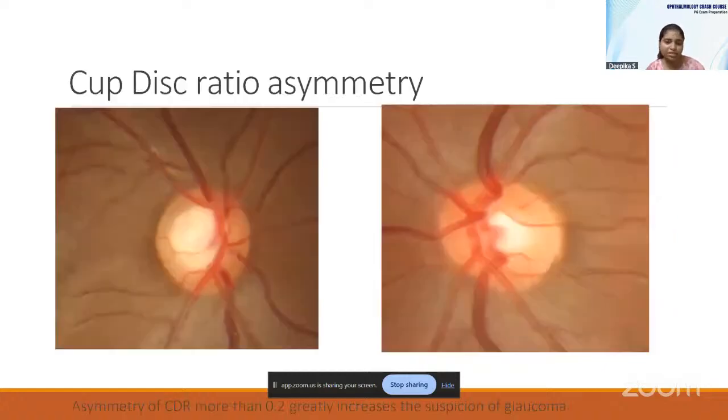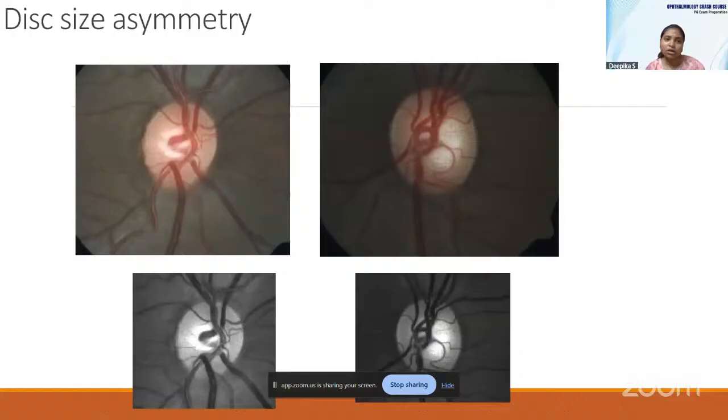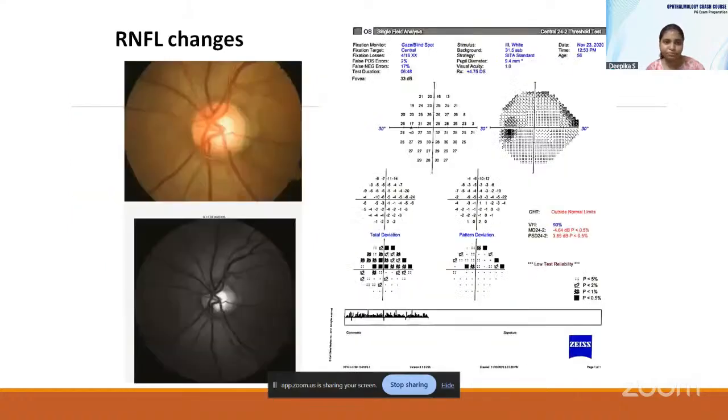Coming to cup disc ratio asymmetry, here the size of the disc is almost similar between both eyes, but the left cup is a little smaller than the right eye. But it is still a healthy neuroretinal rim, 0.6, 0.4. Any asymmetry of more than 0.2 should increase the suspicion of glaucoma. Coming to disc size asymmetry, when the disc size itself is different, the cup will also look different. The right eye shows a smaller disc with a smaller cup, the left eye a larger disc with a larger cup, still a healthy neuroretinal rim in both eyes.